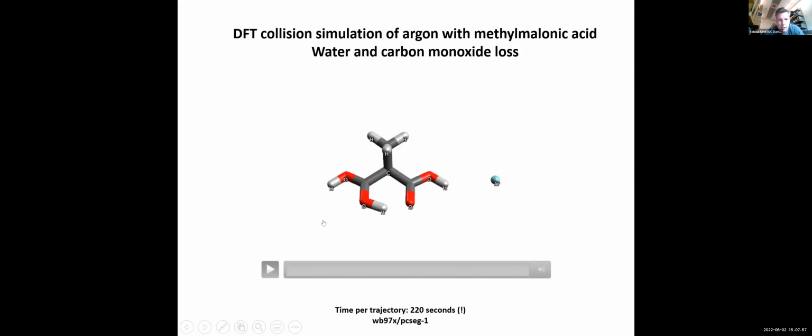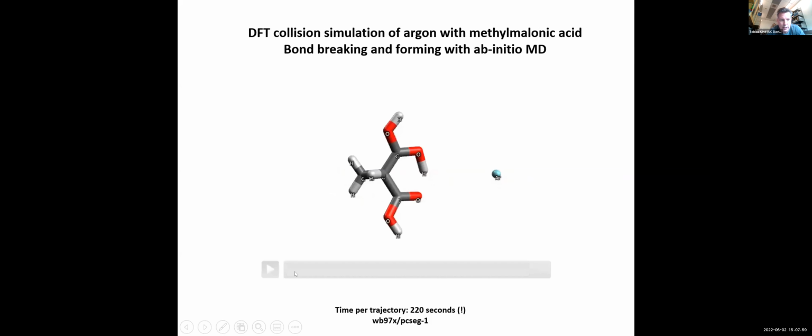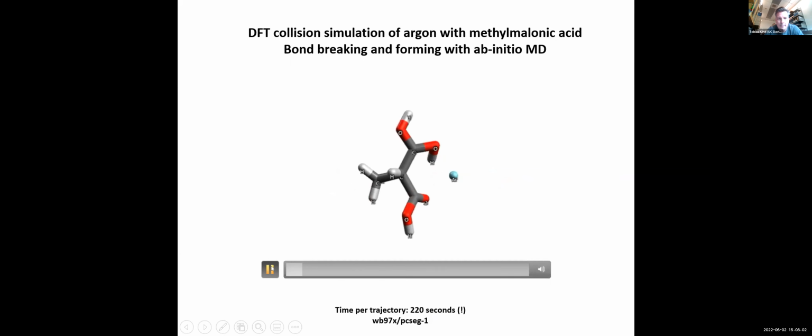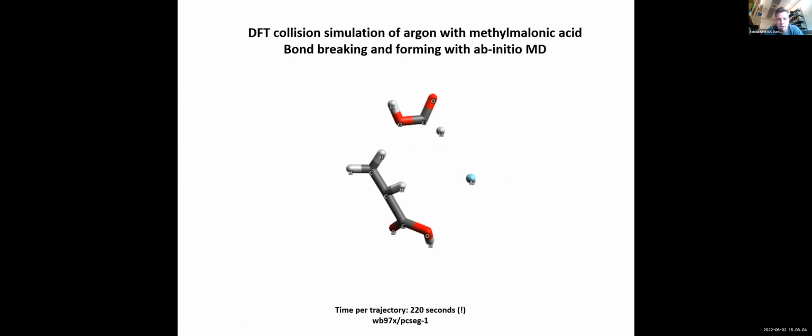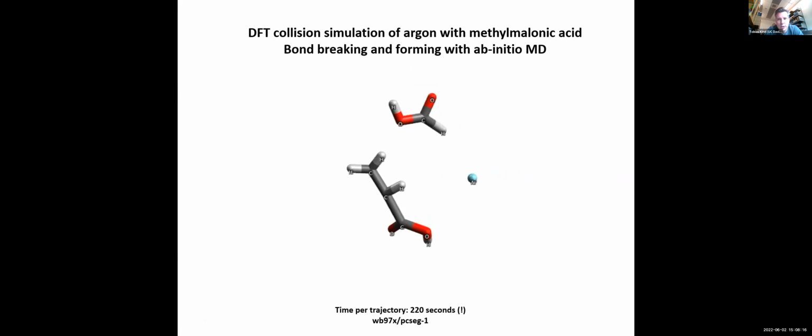And the idea here is basically that if I can start the simulation, that we can see the collision with our collision gas and bonds break and form. And that is very, very important. We cannot use a simple molecular dynamics simulation. We really have to use ab initio molecular dynamics, because only ab initio molecular dynamics can form bonds and break bonds. The simulation takes around 220 seconds on a DFT level.